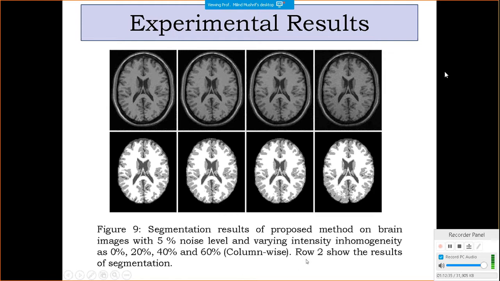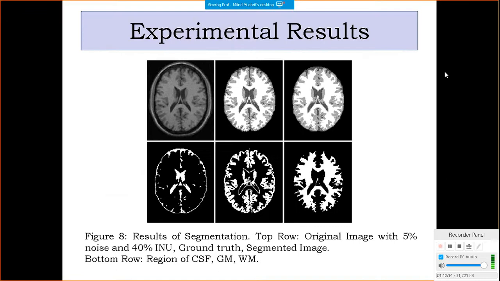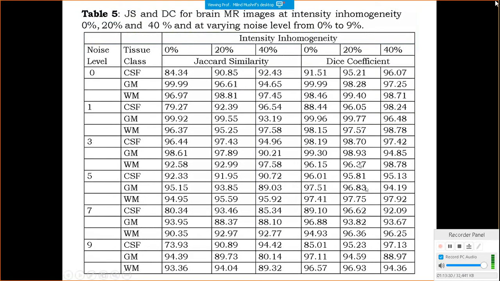These are a few more segmentation results with 5% noise and varying intensity inhomogeneity. So 0% intensity inhomogeneity, 20%, 40%, and 60%, and their corresponding segmentation results. Then we have done the quantitative analysis also for this. We calculated the Jaccard similarity index and Dice coefficient index for all this for different noise levels and different intensities. So we find that as the noise level increases and as the intensity inhomogeneity increases, the index values, the quality of segmentation, also get reduced. Okay.